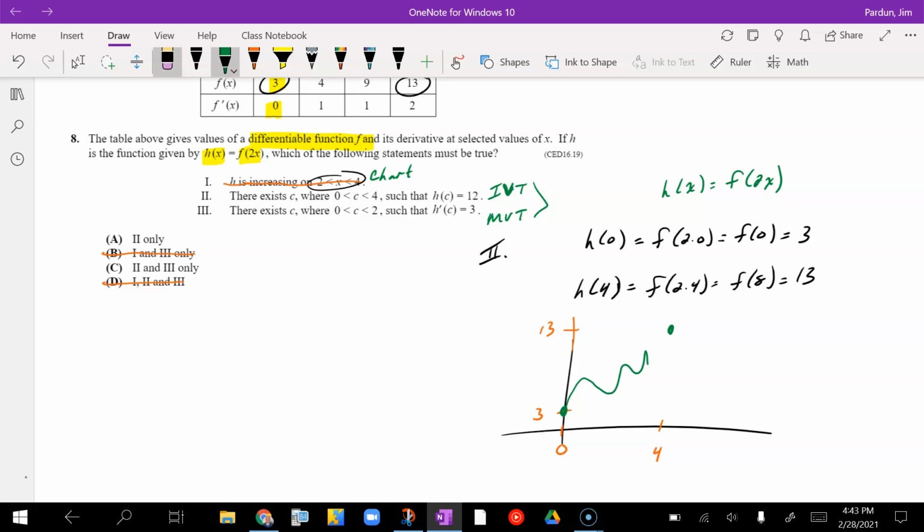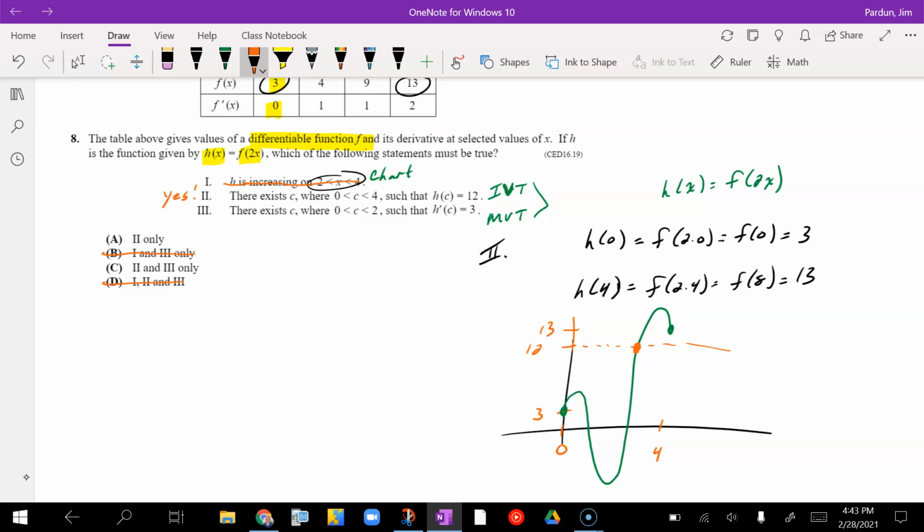To prove my point for part 1, the function could go like this. It could dip below and then come back up and do something like that. I have no idea. But I know at some point it must pass through 12. It has to pass through 12 if it has an output of 13 and it's continuous and differentiable. So that's true. Number 2 is a yes.